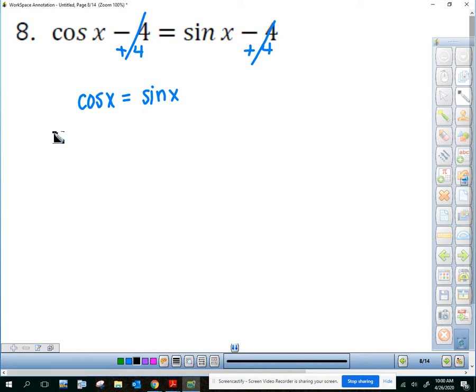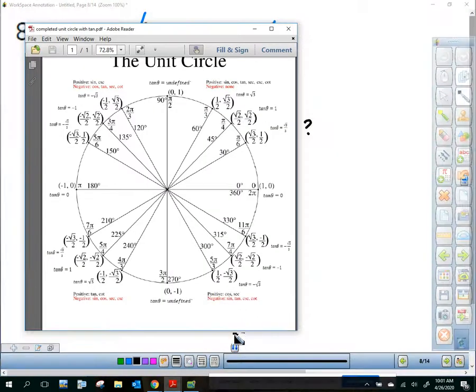This question is simply asking, where are sine and cosine equal? So think about your unit circle. Where are the x and the y value, because cosine corresponds to the x and sine corresponds to the y around the unit circle ordered pairs. Is there a place around the unit circle where those are identical, where they're equal? And there is.